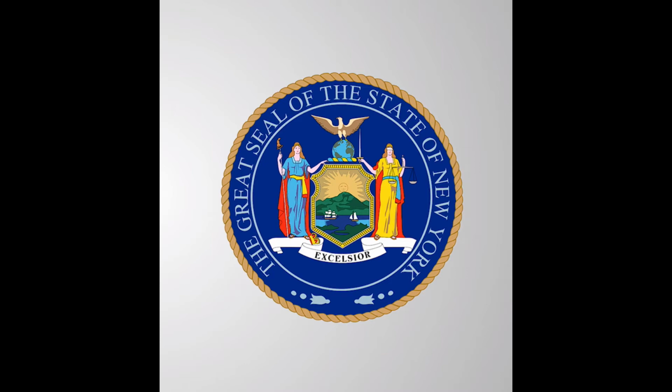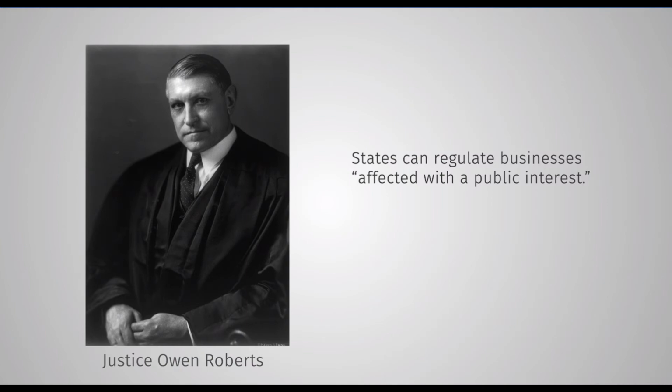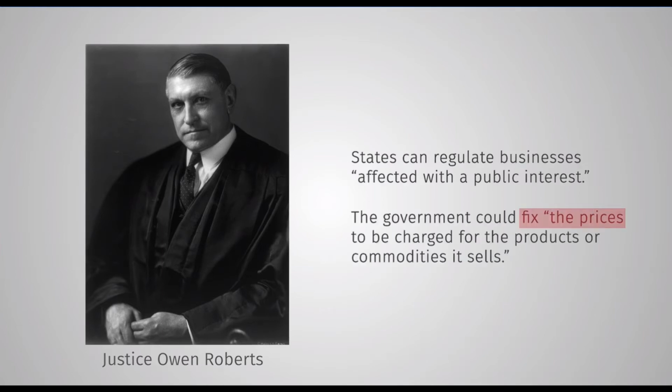Nebbia argued that the law deprived him of liberty and property without due process of law. The Supreme Court rejected his argument by a 5-4 vote, and once again, Justice Roberts was the swing vote. This time, he authored the majority opinion, and first, Justice Roberts wrote that states can regulate businesses affected with a public interest, and the category now included even the corner grocery store. As a result, the states have the police power to fix the prices to be charged for the products or commodities that the store sells.